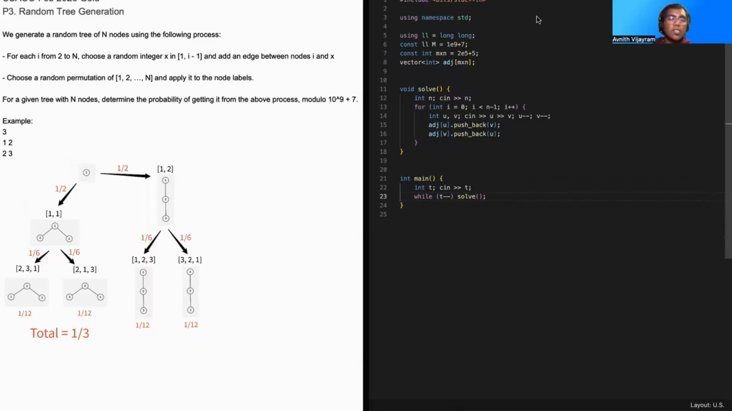Hello, everyone. Today we'll be discussing the solution to problem 3 from the USACO February 2026 Gold Contest. In this problem, we're given a procedure which generates a random tree of n nodes. Essentially, we initially have n nodes and no edges.